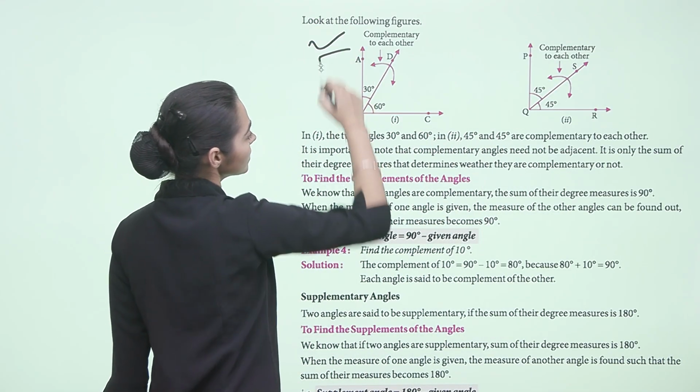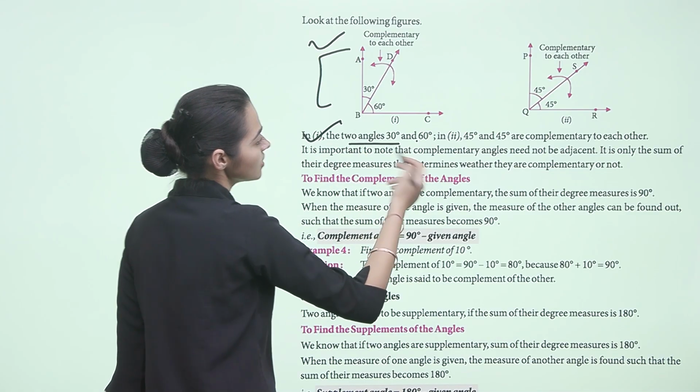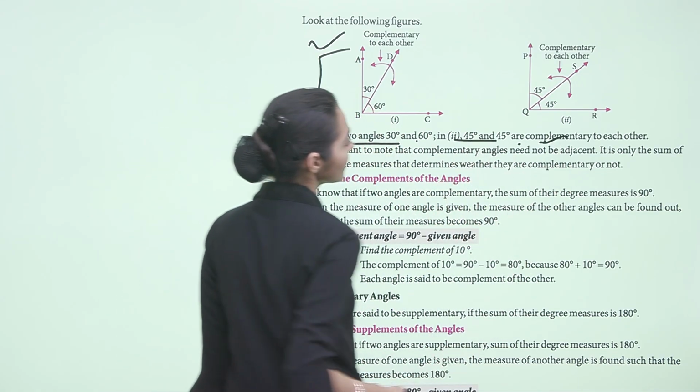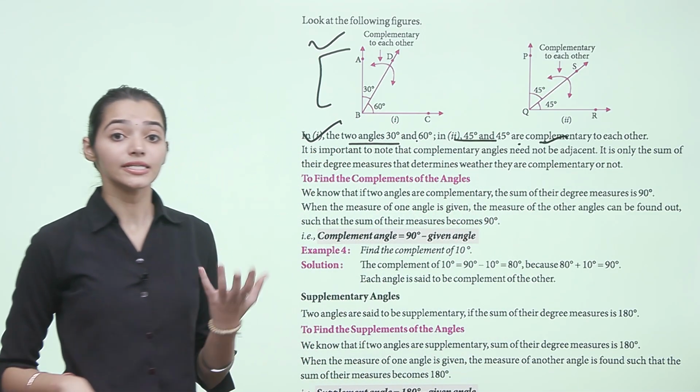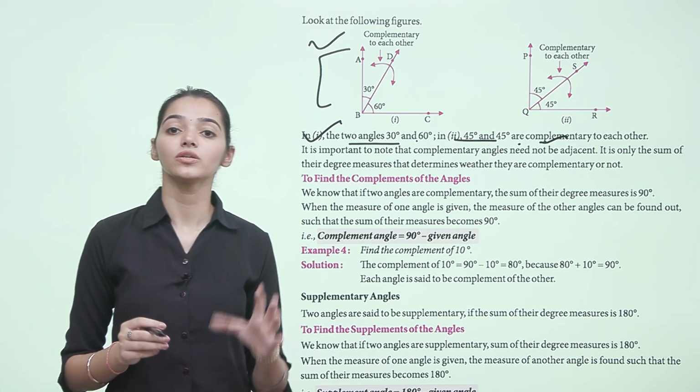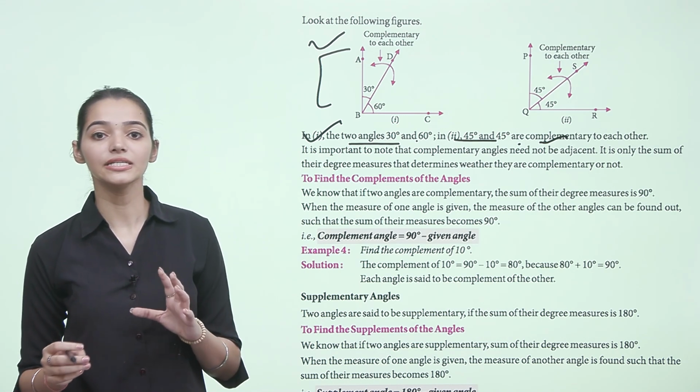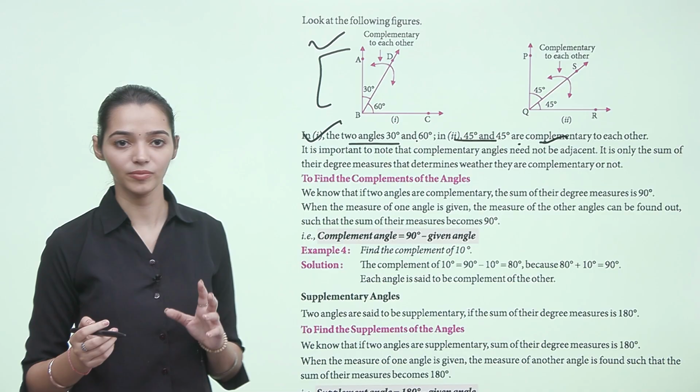Now look at the following figures. In the first figure, two angles are 30 and 60, and 45 and 45. What are they? Complementary angles. It is important that complementary angles need not be adjacent. It is only the sum of the degrees measured that determines whether they are complementary or not.